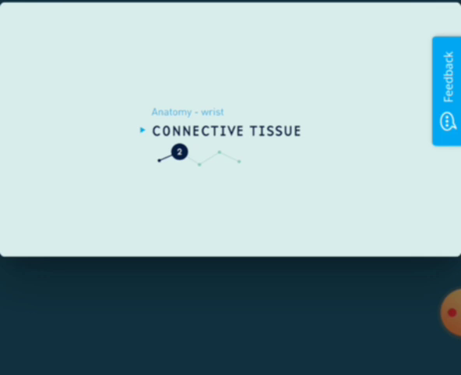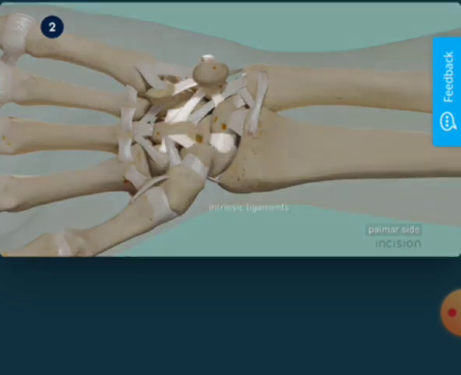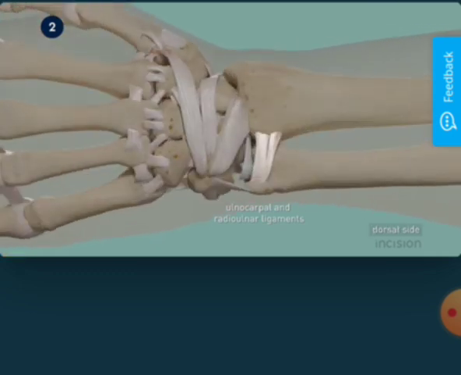The wrist contains intrinsic ligaments and extrinsic ligaments, both palmar and dorsal. The intrinsic ligaments are short connections between the individual carpal bones that provide intercarpal stability. The extrinsic ligaments are longer connections between the carpal bones and the forearm. These ligaments primarily support the radiocarpal joint. The ulnocarpal and radioulnar ligaments also help support the wrist.